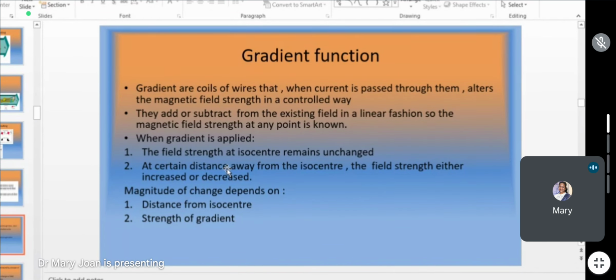So gradients are coils of wires that, when current is passed through them, alter the magnetic field strength in a controlled way. So we know how much current is passed, so how much alteration has happened with respect to each nucleus. They add or subtract from the existing field in a linear fashion, so the magnetic field strength at any point is known. When a gradient is applied, the field strength at isocenter remains unchanged. At a certain distance away from the isocenter, the field strength either increases or decreases. So the magnitude of change depends on distance from the isocenter and strength of the gradient.